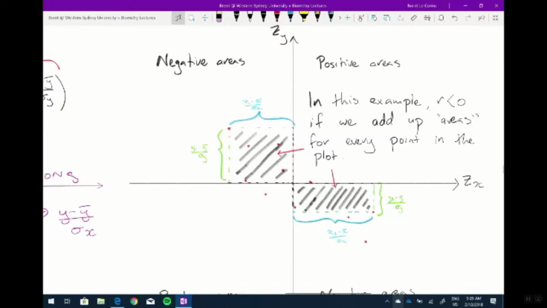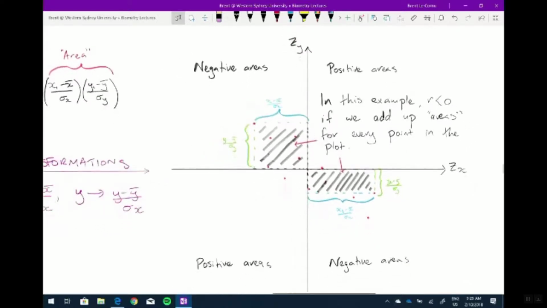Some areas will be negative, some will be positive. Okay? Any area that comes out in the top right will come out to be positive because it'll be a positive number times a positive number. Anything down here will also be positive because it'll be a negative times a negative, come out to be positive. Anything in the top left or bottom right will come out to be negative, which is why the correlation coefficient will come out to be negative if you're sloping down and positive if you're sloping up, because the scatter plot will have most of the points in those positive and negative areas.